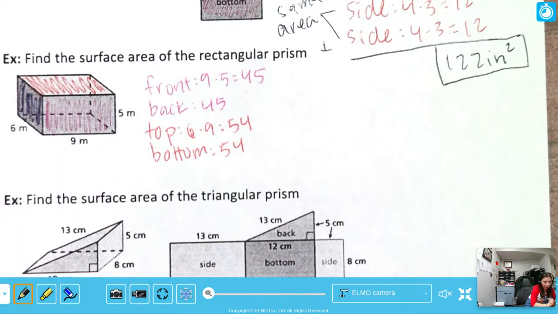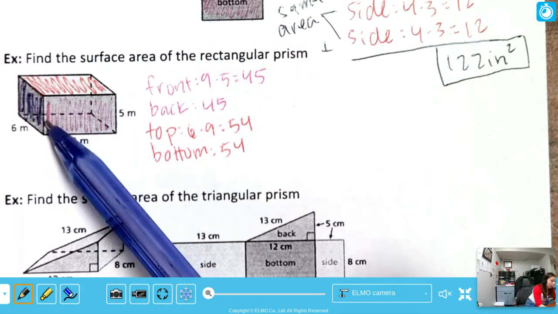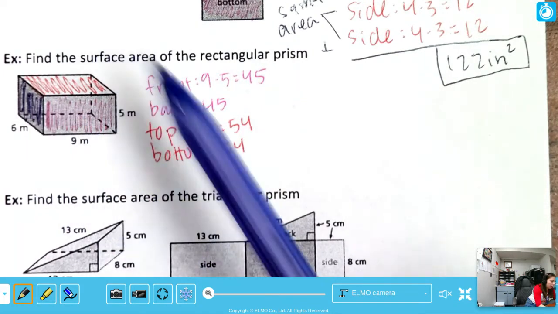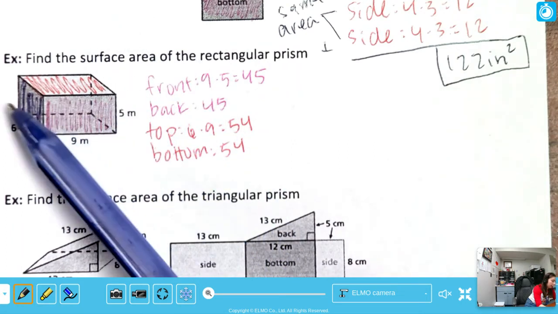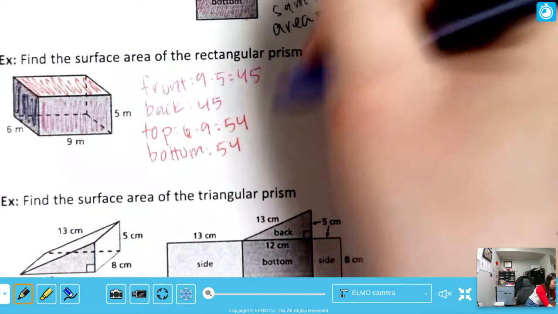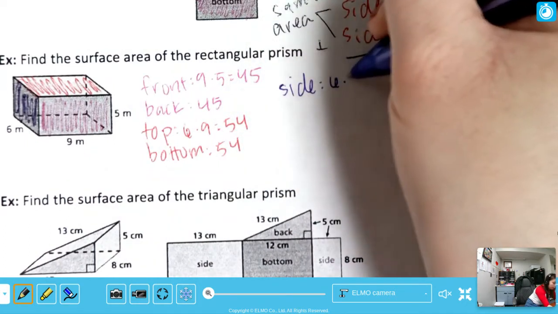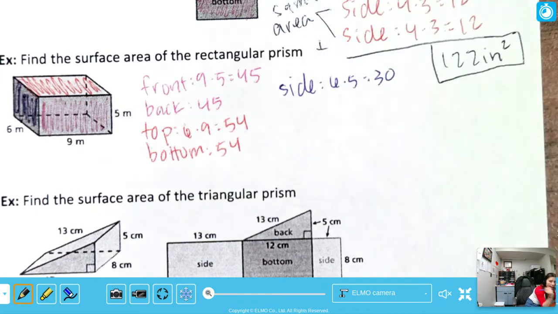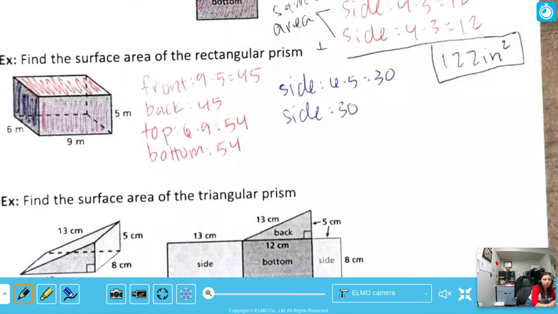Again, another rectangle. What are its length and width? Well, I can see its length is 6, but you may wonder, what is its width? This side is not labeled. Well, remember, in a rectangle, opposite sides are equal. So if this side is 5, so is this. 6 and 5 are my length and width. So I'm actually going to write the sides over here since I'm running out of room. 6 times 5, I get 30. And again, the two sides are going to be the exact same, so the other side is 30 as well.